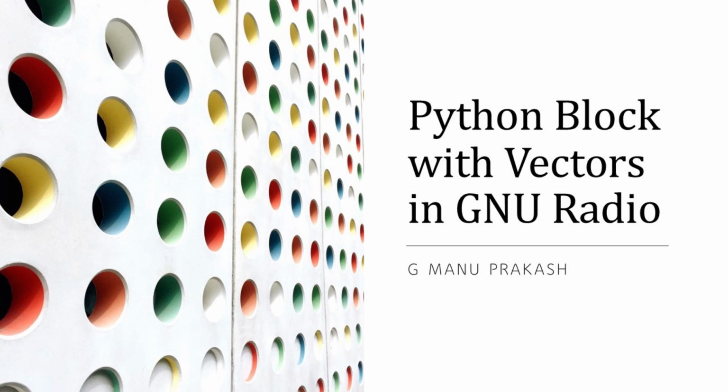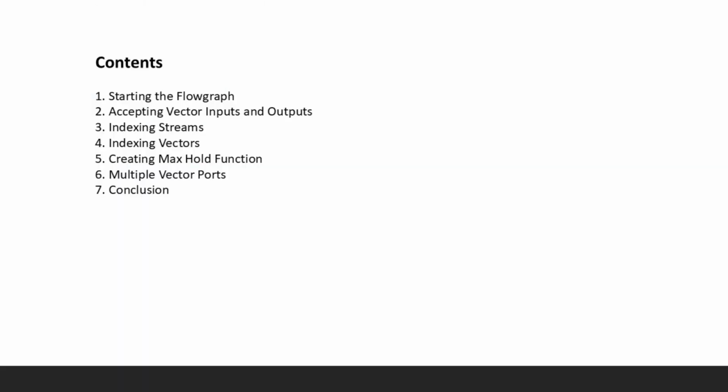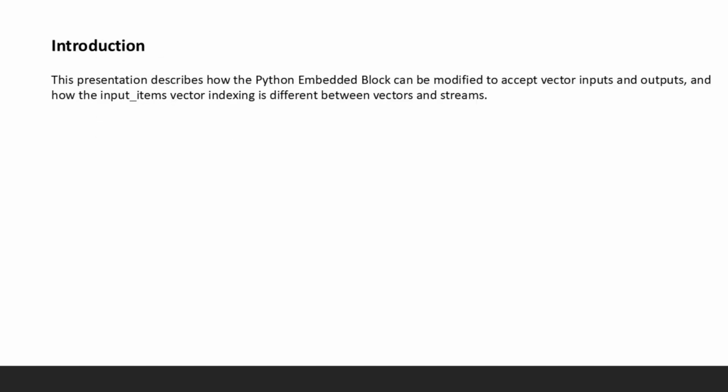In today's video, we're diving into how to use Python blocks with vectors in GNU Radio. Let's start. Contents: 1. Starting the flow graph. 2. Accepting vector inputs and outputs. 3. Indexing streams. 4. Indexing vectors. 5. Creating max hold function. 6. Multiple vector ports. 7. Conclusion. Introduction. This presentation describes how the Python embedded block can be modified to accept vector inputs and outputs, and how the input_items vector indexing is different between vectors and streams.